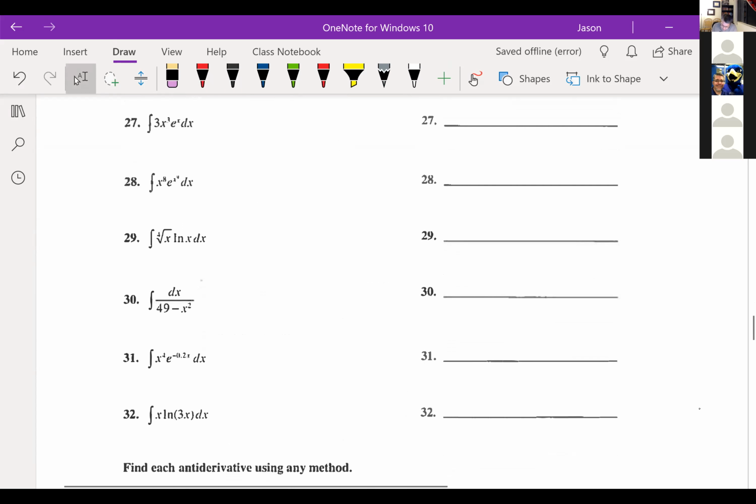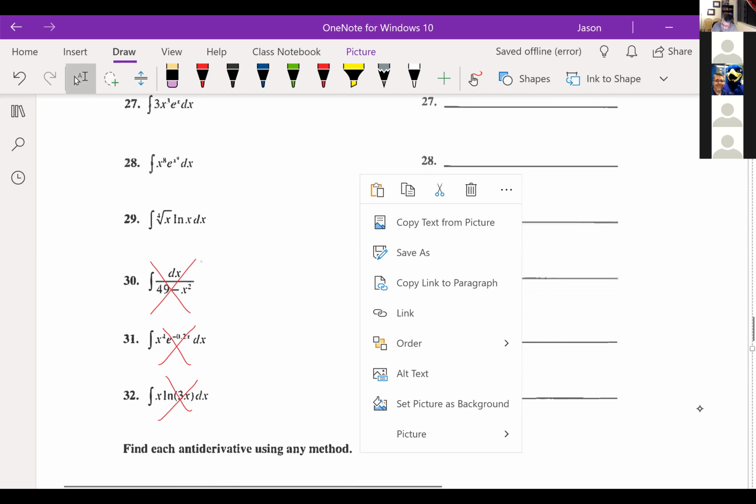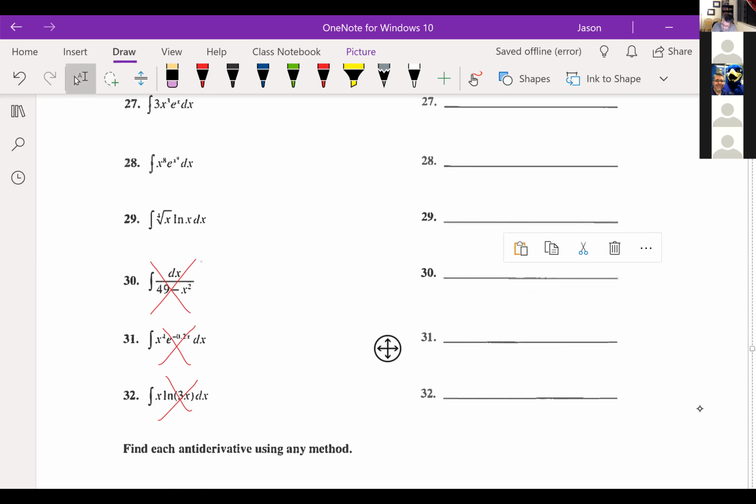Okay, 31. Yeah, I'm going to get rid of 30 and 31 as well. And 32. So don't do those. Those are too difficult for this class.